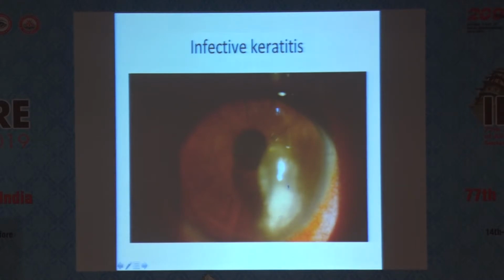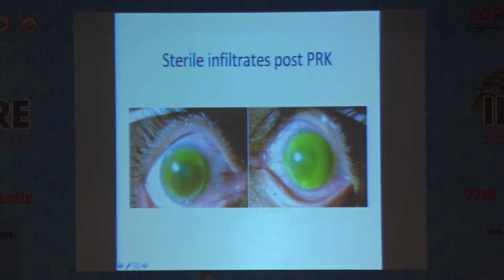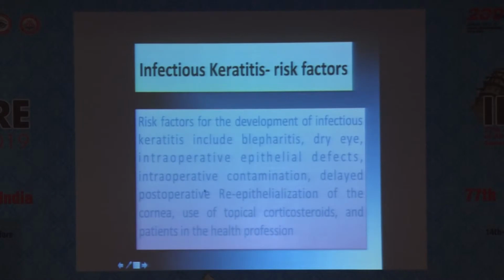And the important feature in infective keratitis is, since there is an interface, all the exudates tend to trickle in the interface bed and progress very rapidly. This is another picture of infectious keratitis. And there can be sterile infiltrates which look like infectious keratitis, especially if it is not in the undersurface of the flap. These respond very well to steroids, so it should not be mistaken.